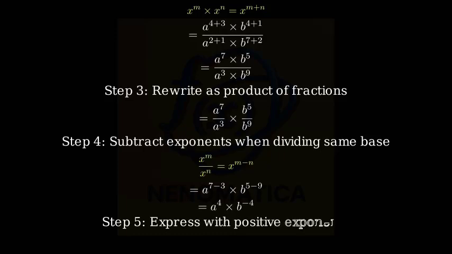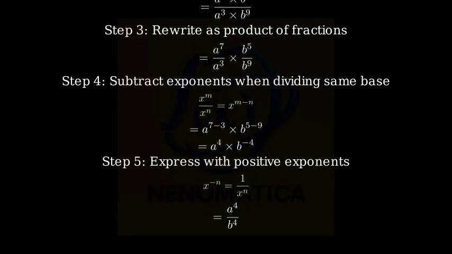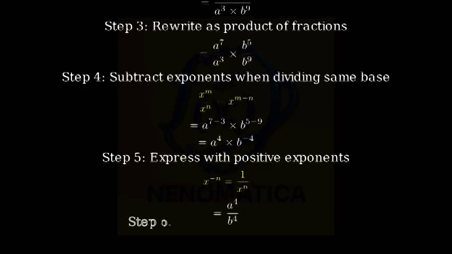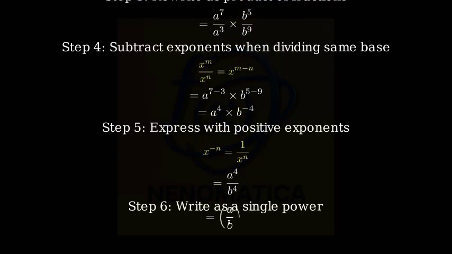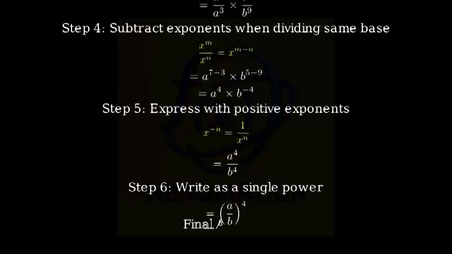Remember that a negative exponent means we move that factor to the opposite side of the fraction. So b to the power of negative 4 is equivalent to 1 divided by b to the power of 4. Step 6. Finally, we can write this as a single power, the fraction a over b raised to the power of 4. Therefore, our simplified expression is a over b all raised to the power of 4. Let's verify this.